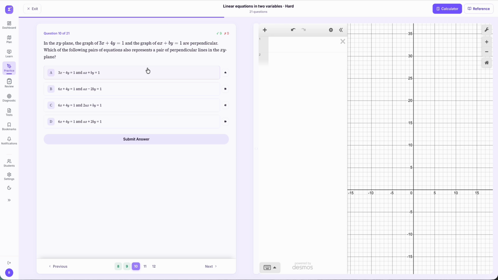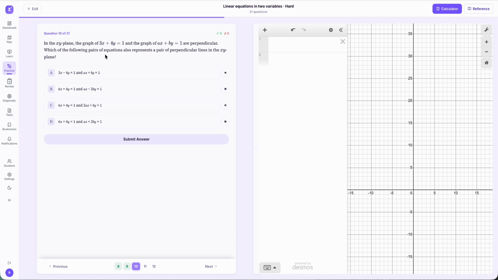All right, next one. In the xy plane, the graphs of 3x plus 4y equals 1 and ax plus by equals 1 are perpendicular. It asks which of the following pairs of equations represents perpendicular lines. If you've seen this question before, it makes a lot more sense the second or third time, which is why repetitive practice is the key. If you haven't seen this before, you're probably not going to get it right the first time, which is what this video explanation is for.